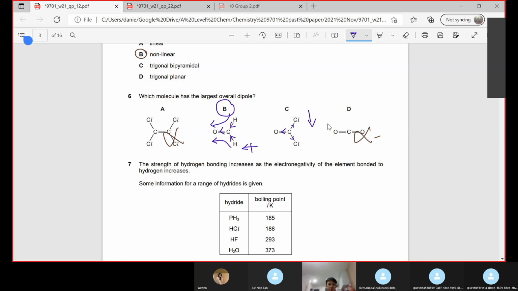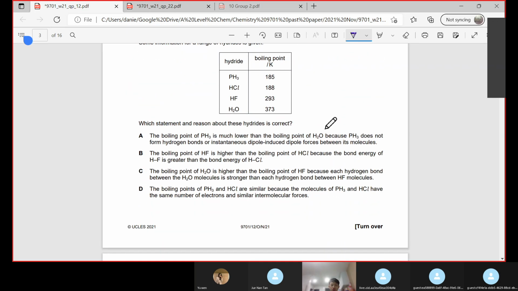Okay, question 7, boiling point. We always look at the number of electrons. So from here, it will be D. This one you can look at one by one. However, for example, statement B: never compare boiling point with the bond energy. Never. This is the mistake usually made by students.